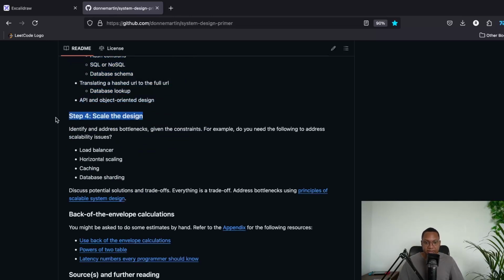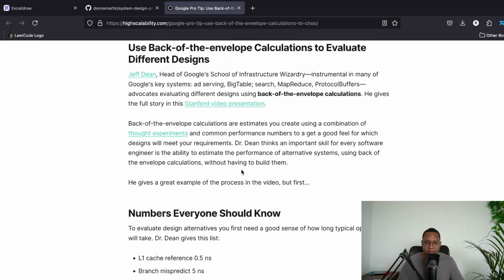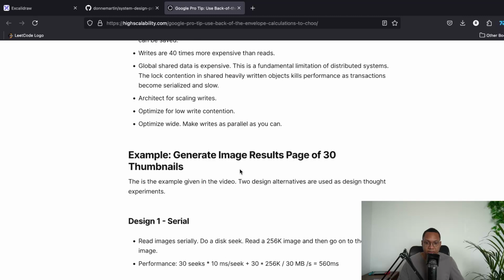Then we have scale the design. So then you can add in some little features: load balancing, horizontal scaling, caching, database sharding. Usually the interviewer will call you out immediately for a load balancer, but yeah. There's some things called back of envelope calculations. I don't know if he has any things here for this.